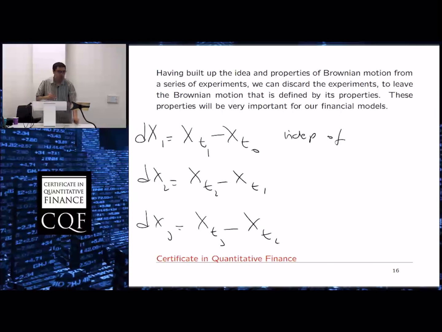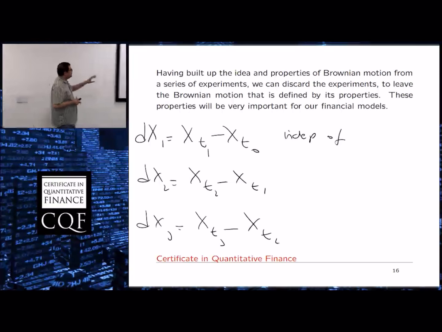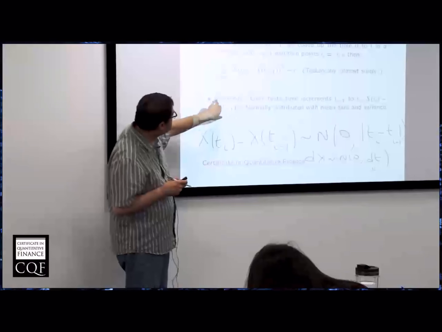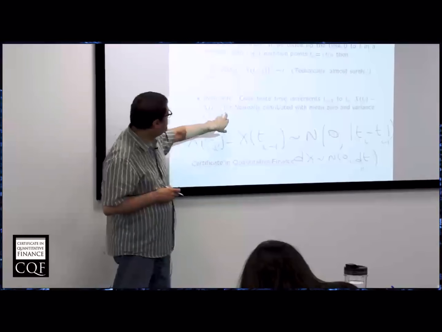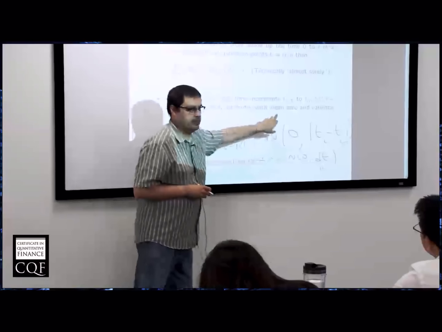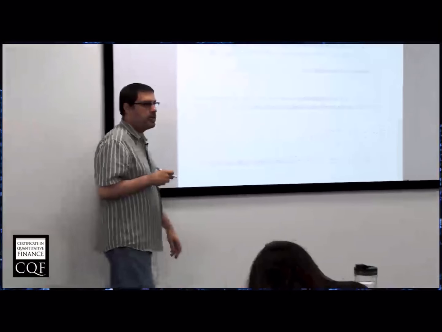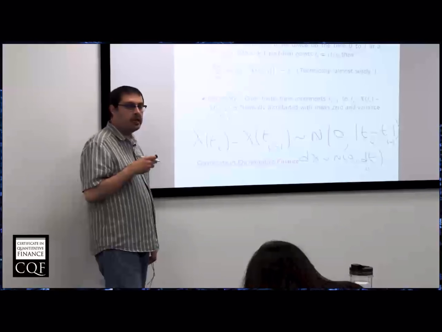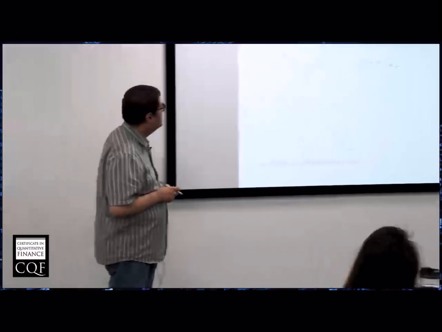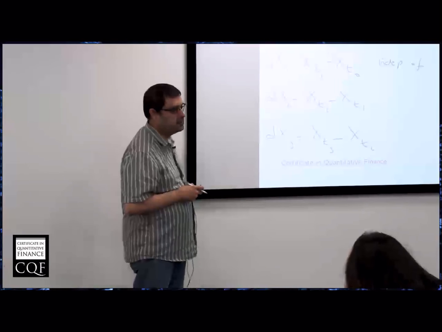So this is sometimes bundled together with the very last property on the previous slide. If I just quickly go here, this should normally say that the increments are normally distributed. So Brownian motion has normally distributed increments which are independent, which is what we're saying here.